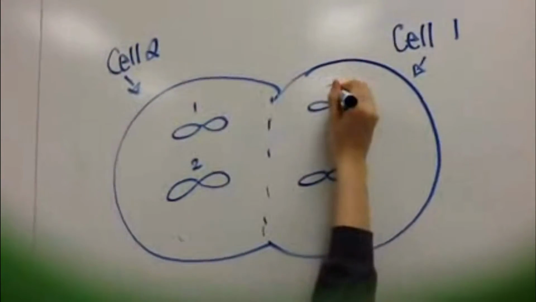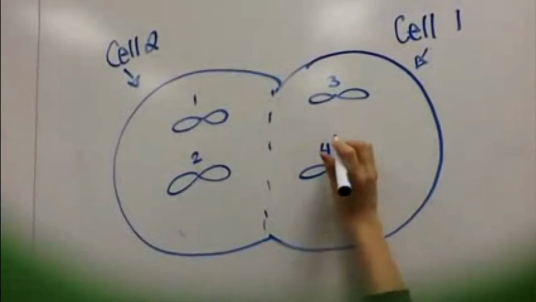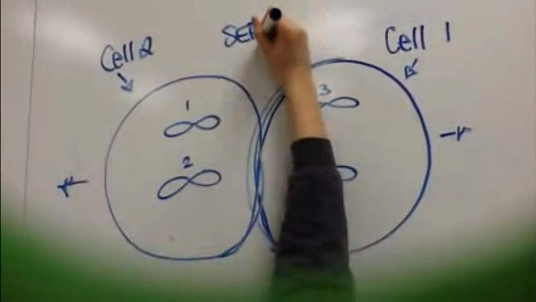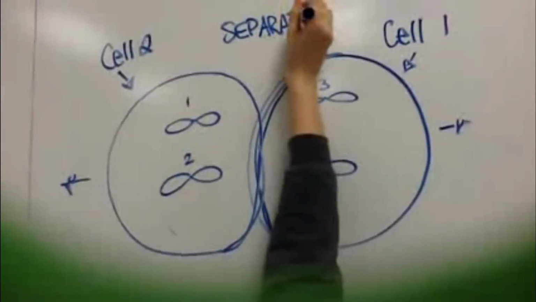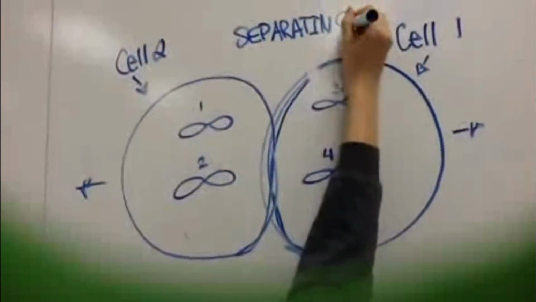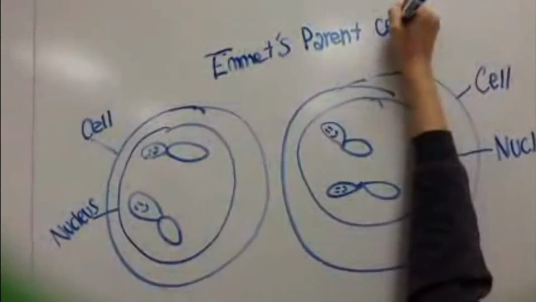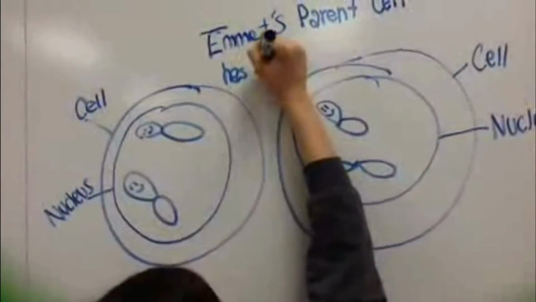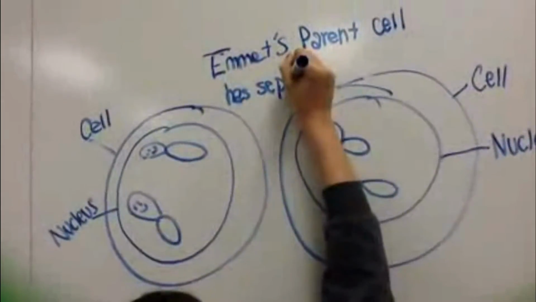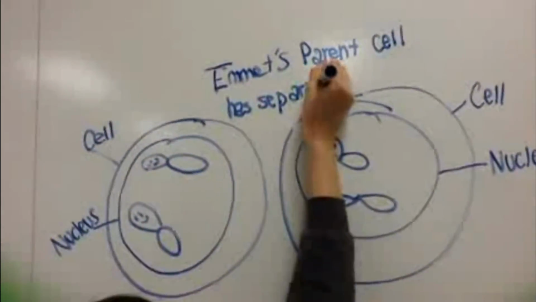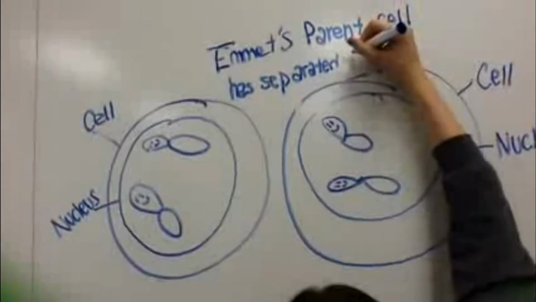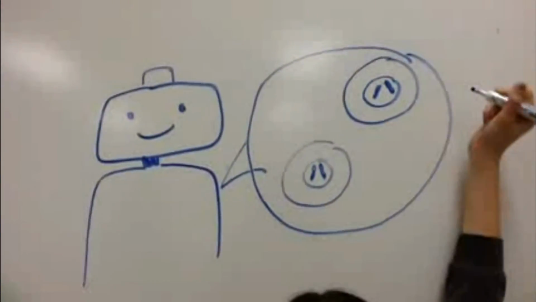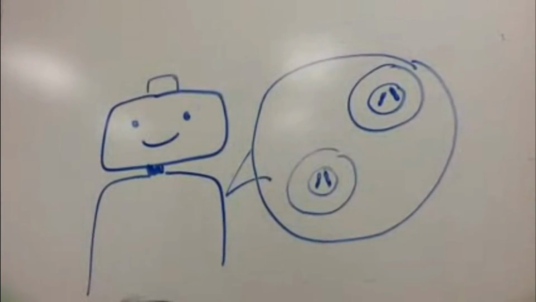The chromosomes are now doubled and put on opposite ends of the cell. The cell has now completely separated into two cells, each with two chromosomes inside. The result is Emmett's parent cell being turned into two daughter cells. Now Emmett's two new cells will repeat the cell cycle again to create even more.